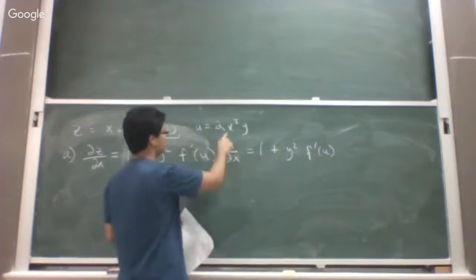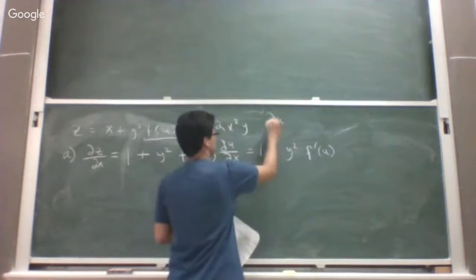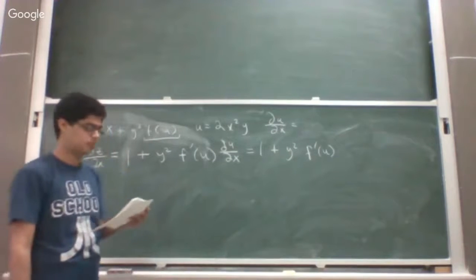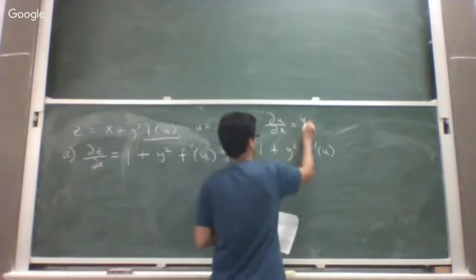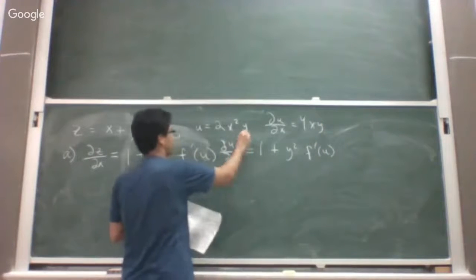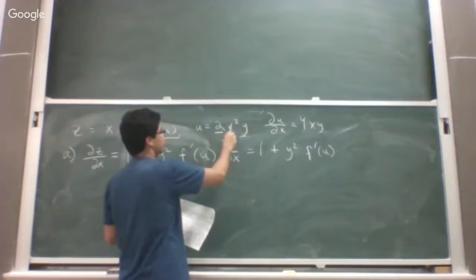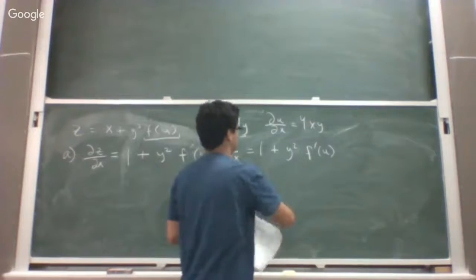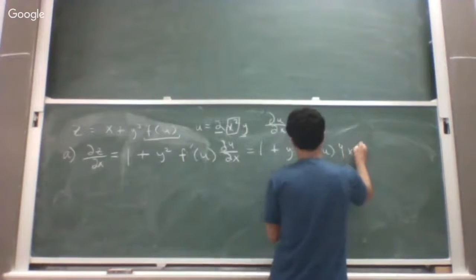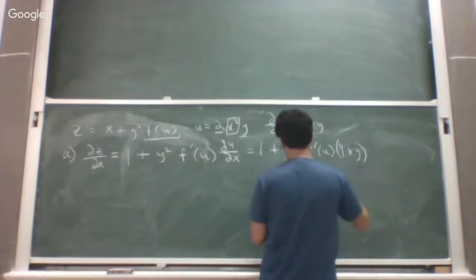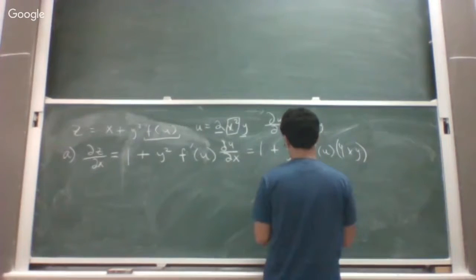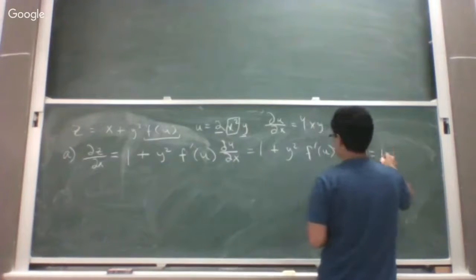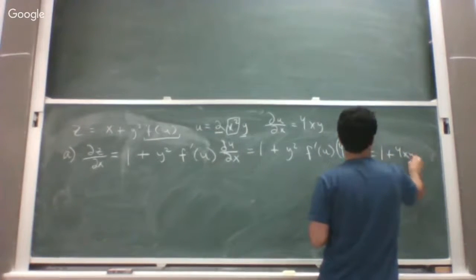So what would the partial of u with respect to x be? 4xy. Because the y acts like a constant, just like the 2, and the derivative of x squared is 2x. So it's 4xy. So that's equal to 1 plus 4xy cubed.